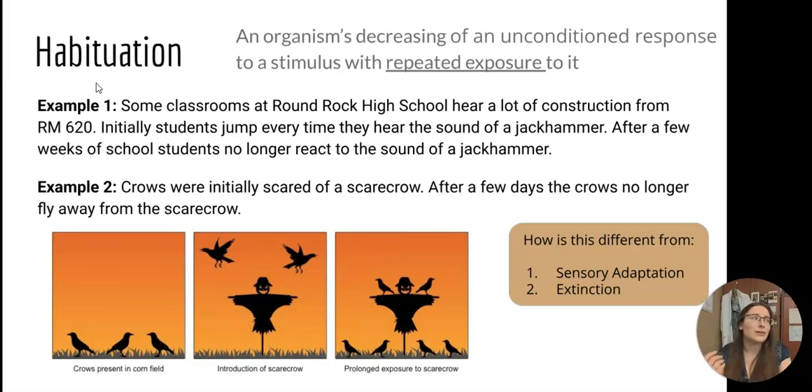For example, it used to be that I was in the 300 building, and in that classroom at Round Rock High School, we had a lot of construction from 620. You could hear the jackhammers going, and it would make it sound like someone was jumping on the ceiling. And students used to jump every time they heard the sound of a jackhammer. However, after a few weeks of school, students no longer reacted to the sound of the jackhammer because they were pretty used to it.